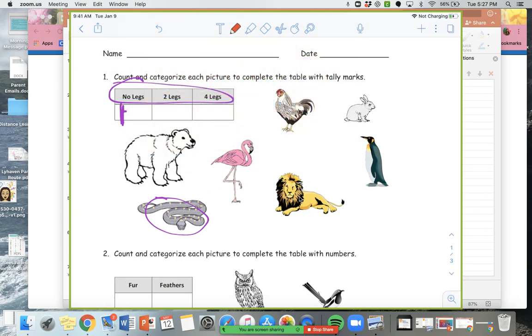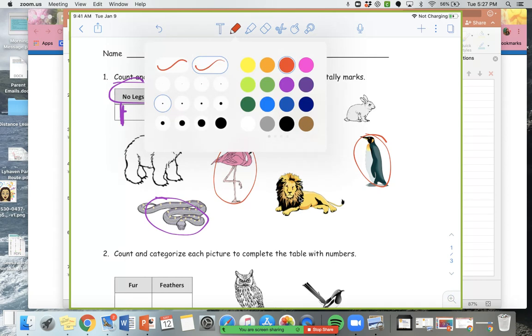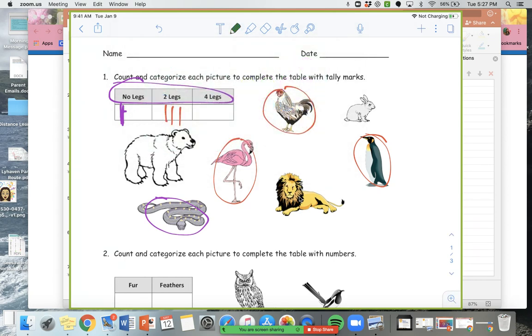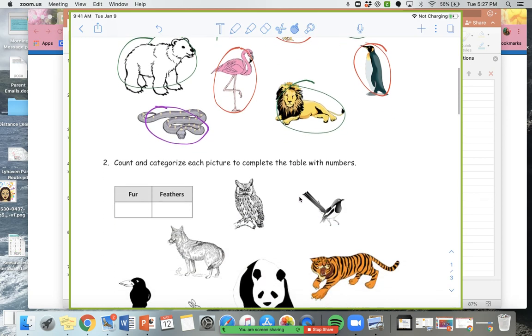2 legs. I see the flamingo, the rooster, and the penguin. So I see 1, 2, 3. And then 4 legs. I see the polar bear, the lion, and the rabbit, or the bunny. 1, 2, 3. Okay? So now you need to go down to question number 2.